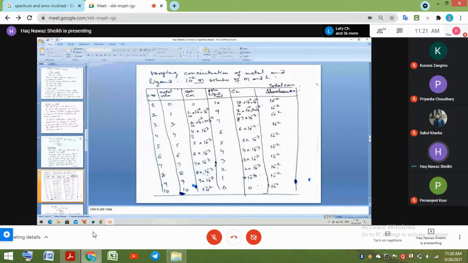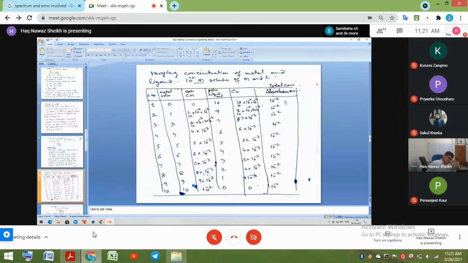Then you have the fourth one, 4 milliliter of the metal, 6 milliliter of the ligand. Then the fifth tube, equal volume of metal and equal volume of ligand. Then the sixth tube, 6 milliliter of the metal and 4 milliliter of the ligand. Similarly, you go on increasing the metal volume and decreasing the volume of the ligand solution, because you have to keep the total volume 10. In the last tube, you have 10 milliliter of the metal, 0 milliliter of the ligand. So the concentration in all these cases is 10 raised to the power minus 2.